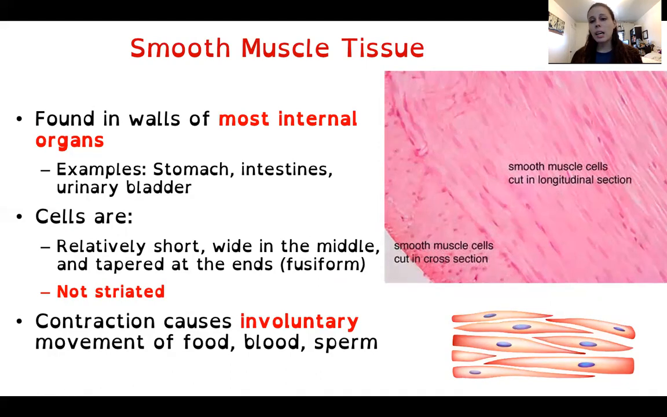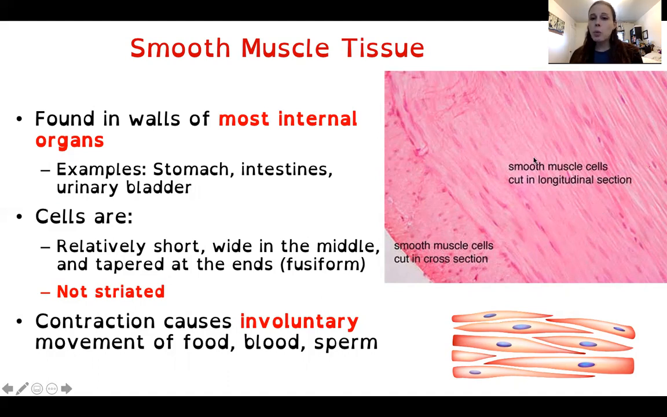But the thing that makes it different from the other types of muscle tissue is that it does not have any striations. If you look closely, this is how the cells are parallel to each other. So perpendicular to it, there are no striations. So it's not striated. Cells are very short. There's no intercalated discs, and they are parallel to each other.